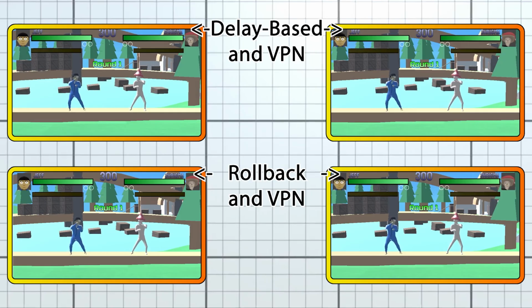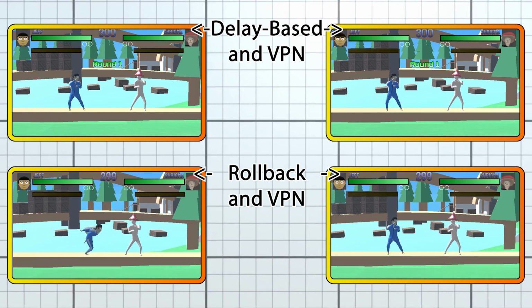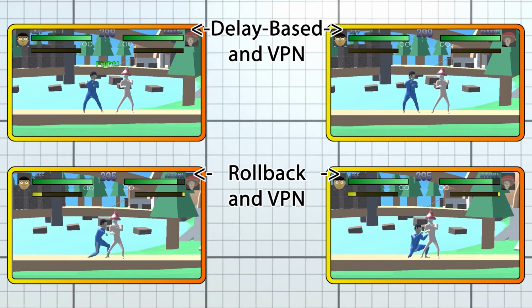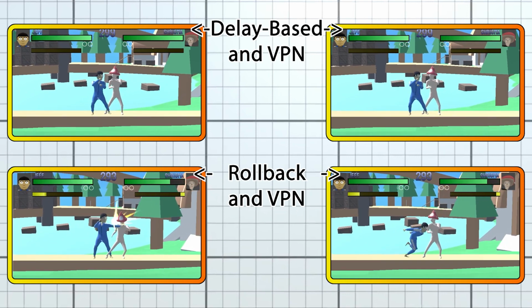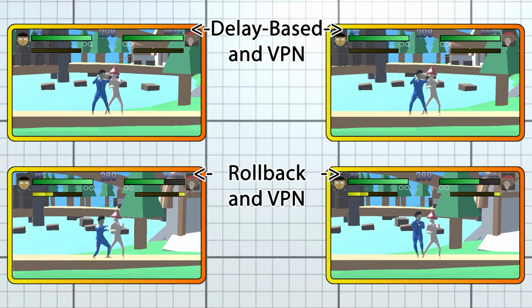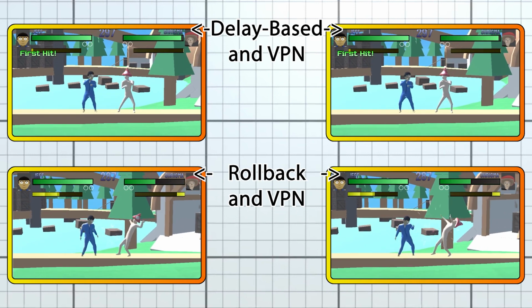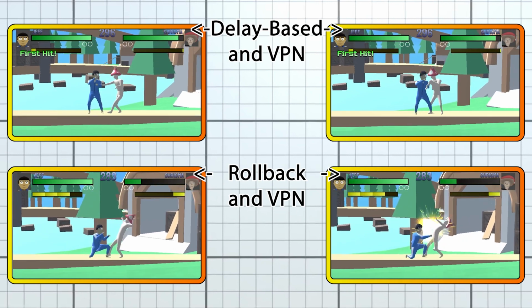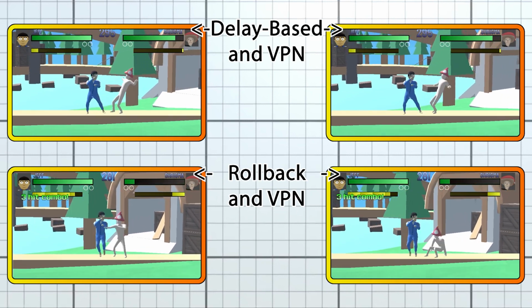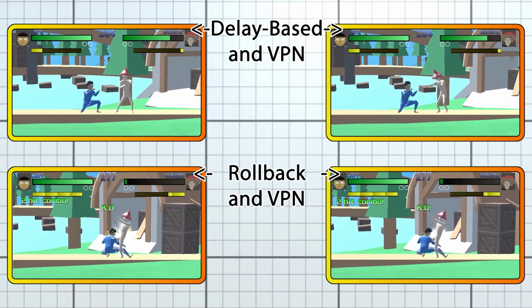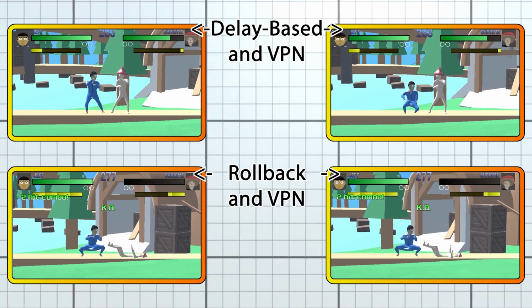But just to quickly show you the power of rollback netcode, here are 4 instances of the game. Both sets of matches are running with an Australian VPN in the middle again. The top one here is our delay-based netcode example from earlier, and here is the same scenario, but with the game using rollback netcode. The difference is staggering. So setting up rollback netcode for your game is one of our highest recommendations if you want your game to be set up for online play.